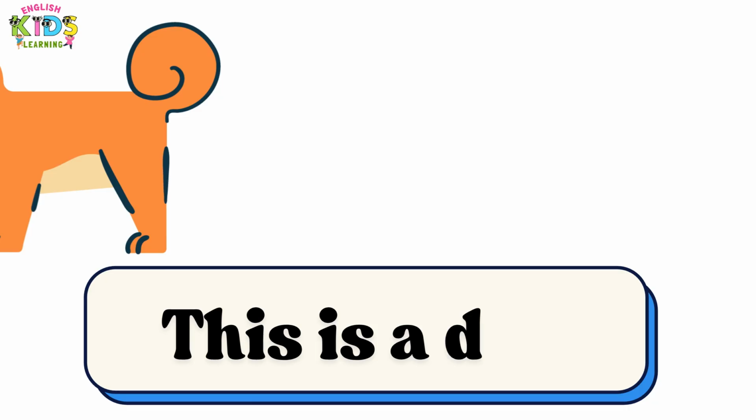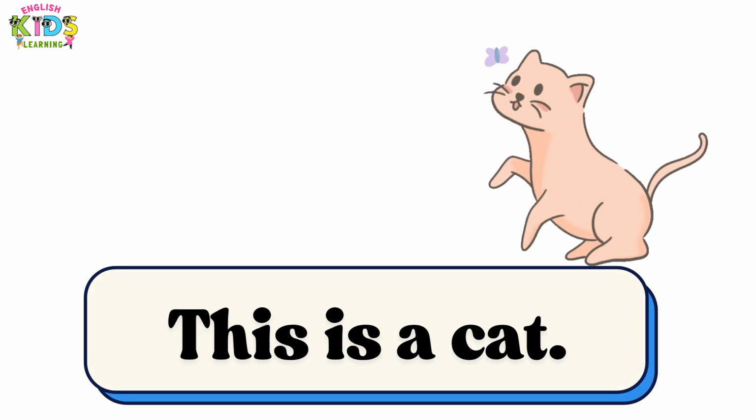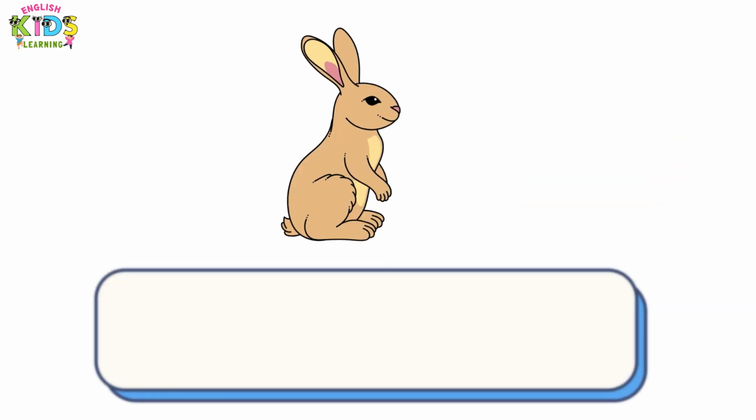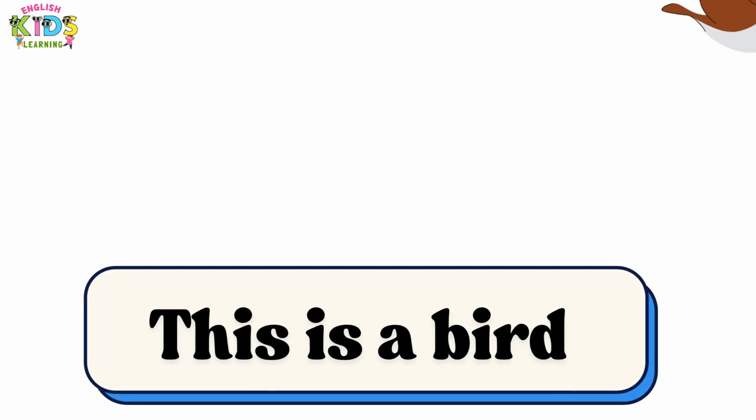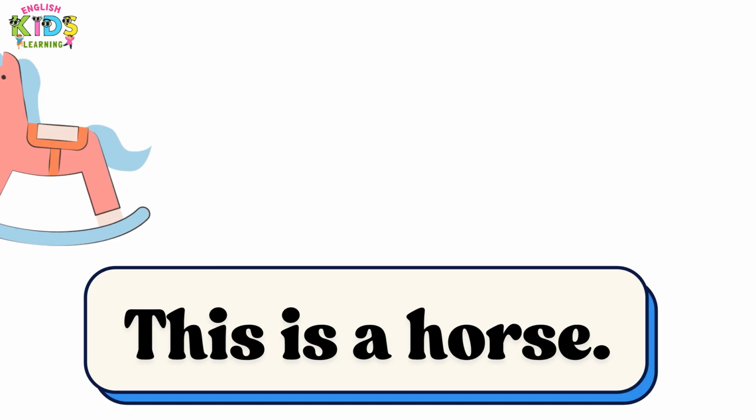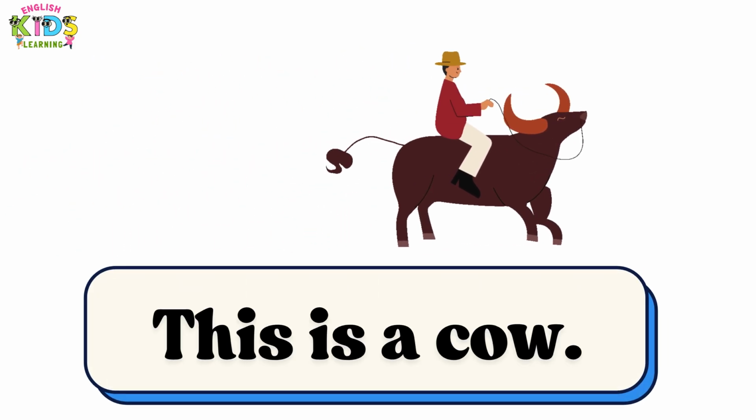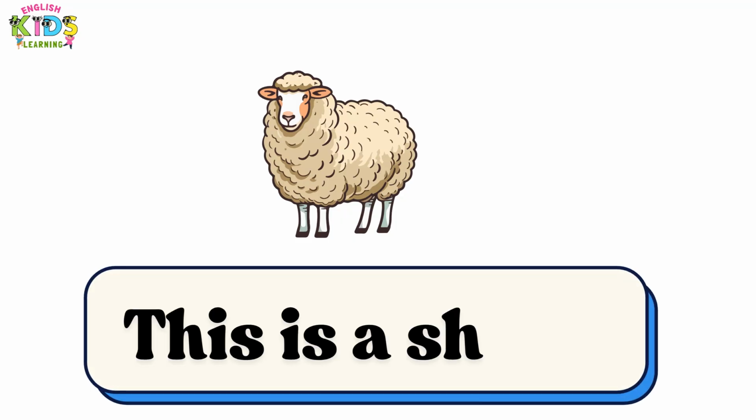This is a cat. This is a rabbit. This is a bird. This is a horse. This is a cow. This is a sheep. This is a goat.